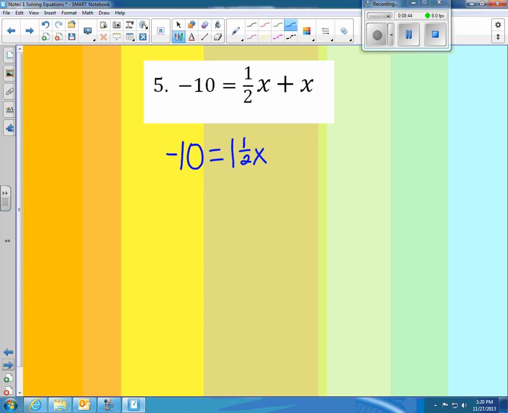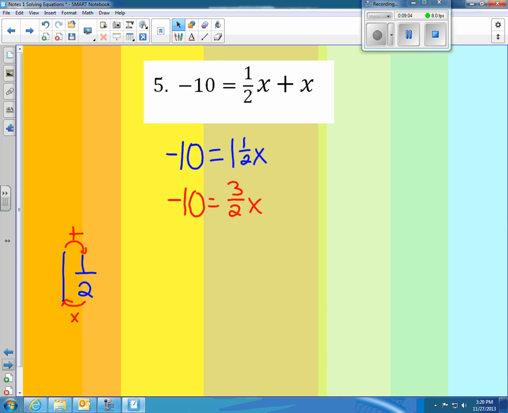I don't really like the way that looks, so I'm going to take 1 1/2 and make it into an improper fraction. So remember, take your 2 times your 1, and then we're going to add it back in. So we get negative 10 equals 3/2 x. Step 3 says use addition or subtraction to cancel the constant. We don't have one this time, so then we're going to go to step 4. Use multiplication or division to cancel the coefficient.